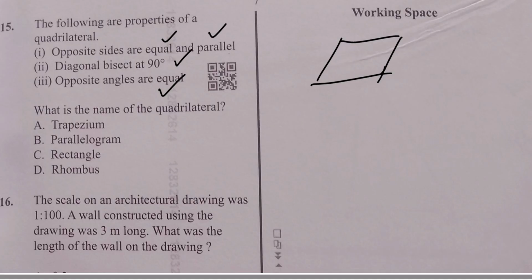I don't think of another one which bisects at 90. The opposite sides are also equal and parallel, obviously, and opposite angles are also equal. It can't be a parallelogram because the diagonals don't bisect at 90 degrees. So this leaves us with a rhombus.